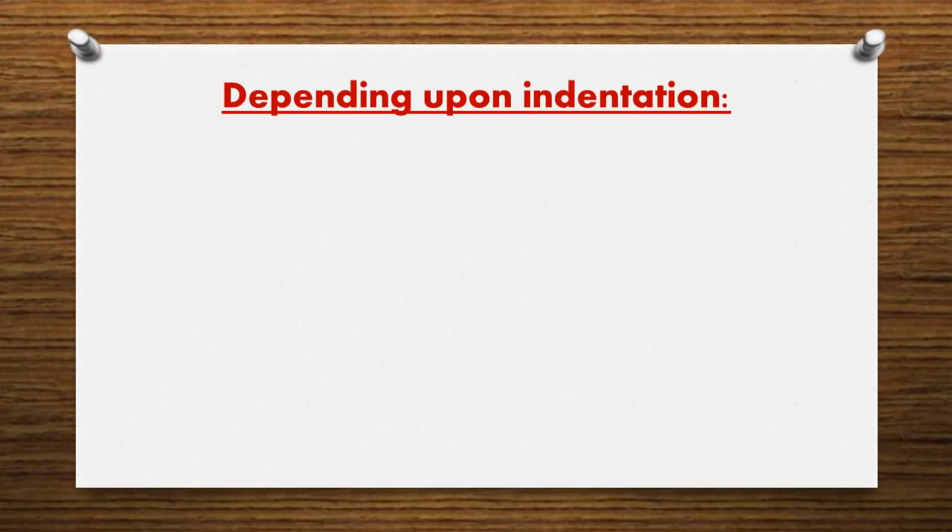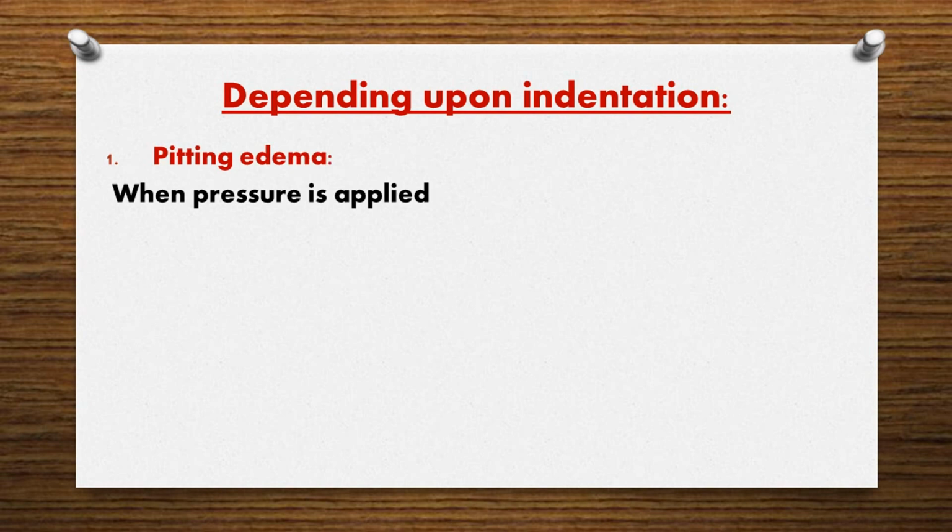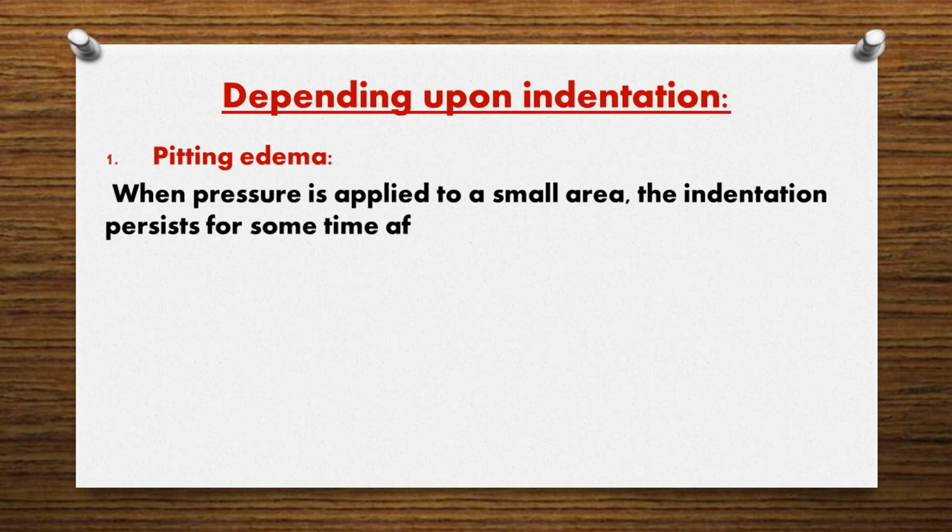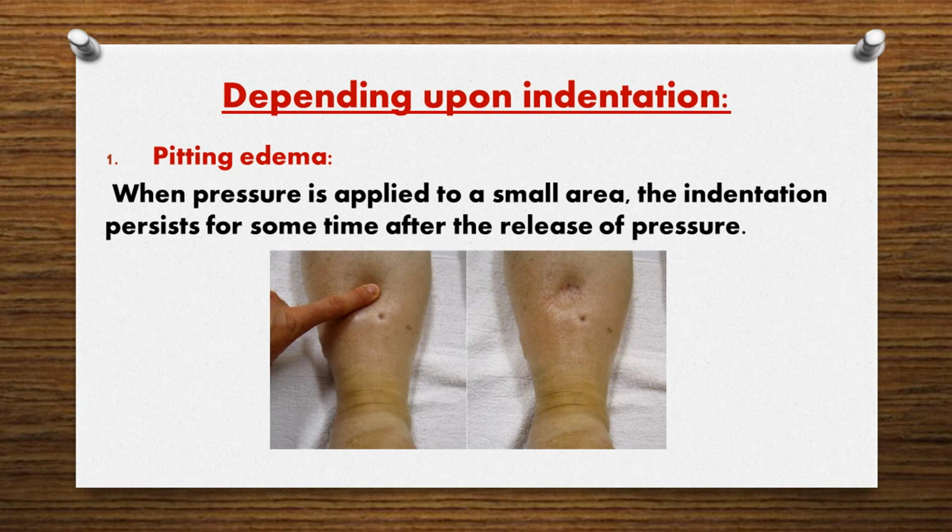The next variety of edema depends upon indentation. Now, what does indentation mean? Indentation means a depth or shallow or pit. As the name suggests, pitting edema is the first variety. Whenever pressure is applied to a small area, the indentation persists for some time after the release of pressure. As through this example we can see, after the removal of pressure, it leads to a depth or shallowness or a pit.